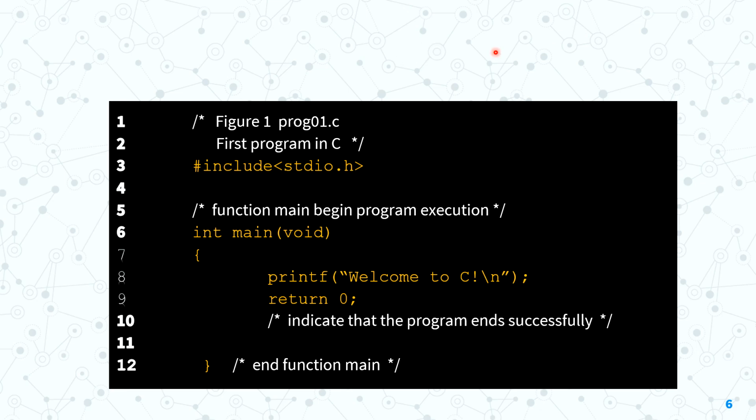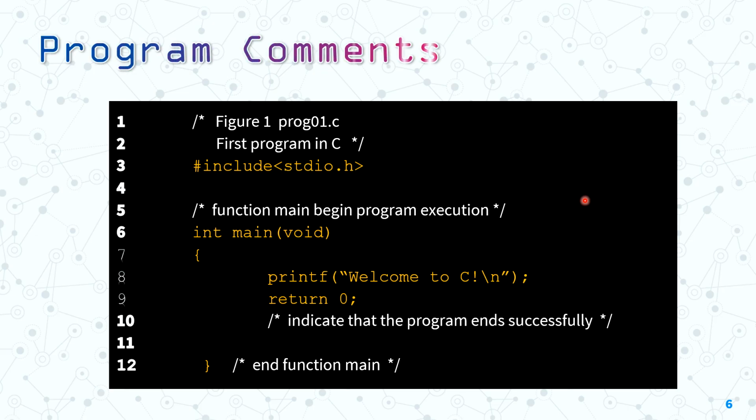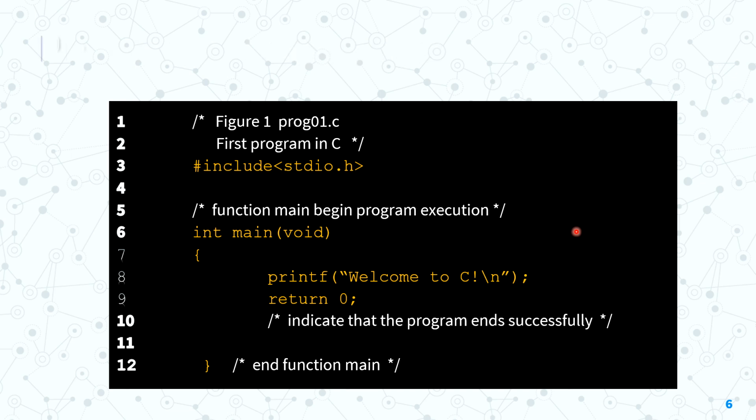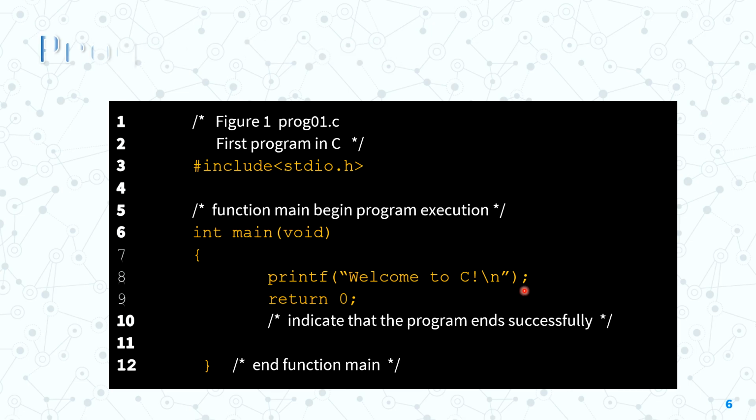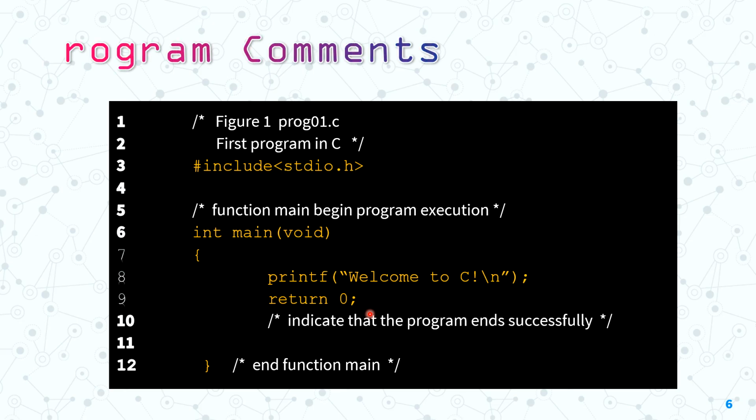In short, the key takeaways for this part are that we have already been introduced to how to convert a simple algorithm into a C program. Then we learned the basic structure of a C program. We use printf to display the output, and we saw how the main function and return 0 control program execution.